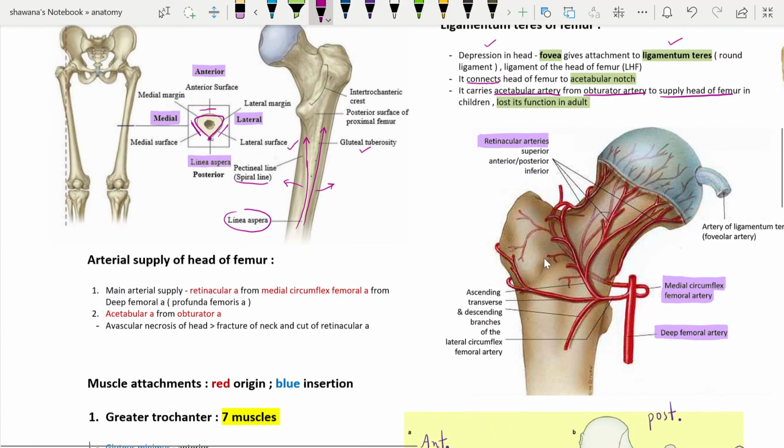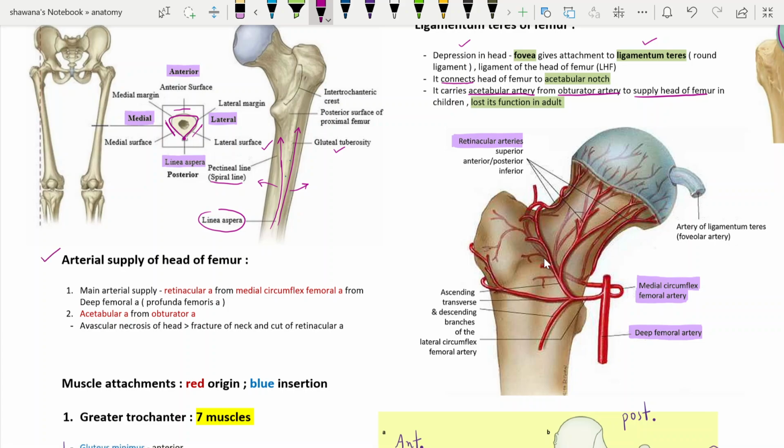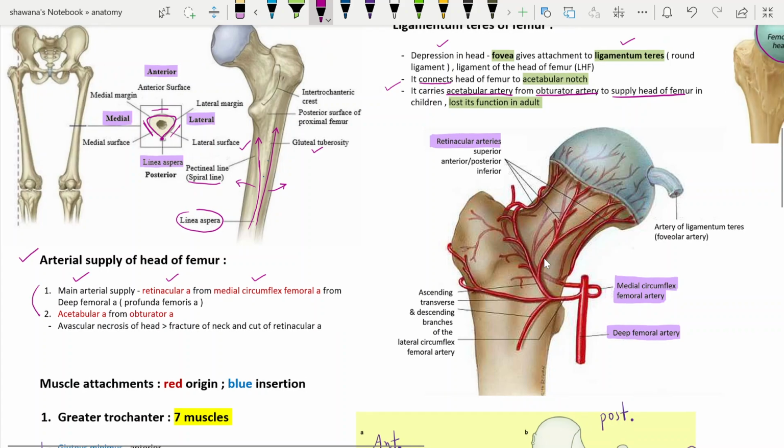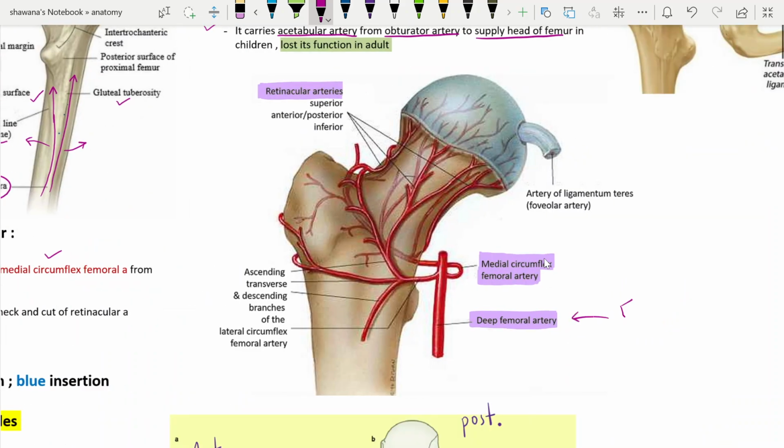So, talking about the arterial supply, we can discuss it a bit in detail. There are two arterial supplies. First is the main one, and second is, as we discussed just a minute before, the acetabular artery from the obturator artery. The main supply of the head of the femur is from the retinacular arteries. Retinacular arteries arise from the medial circumflex femoral artery, which is a branch of the profunda femoris. In this diagram, you can appreciate that from the femoral artery arises the deep femoral artery, and from the deep femoral artery arises the medial circumflex femoral artery, and from that arise the retinacular arteries, which supply the head of the femur.